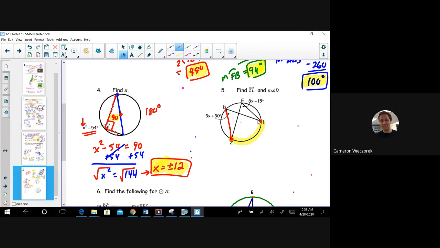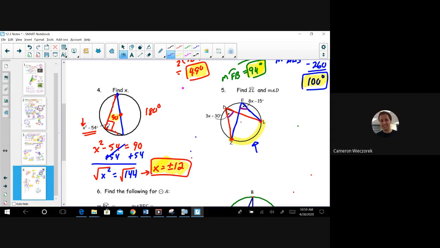Is there a way I can trace L back to D? Yes, there is. Let's do the other one in blue. Is there a way I can get from Z to E? Yes, there is. Is there a way I can get from L to E? Yes, there is. So you'll see I've got the red angle and the blue angle both intercepting that yellow arc ZL. By the corollary we had earlier, that means that these 2 angles have to have the same measure.